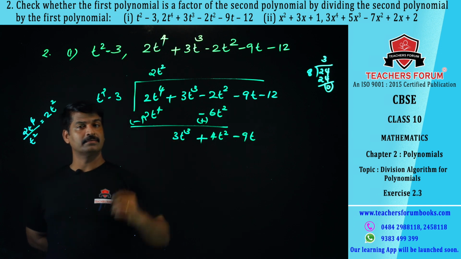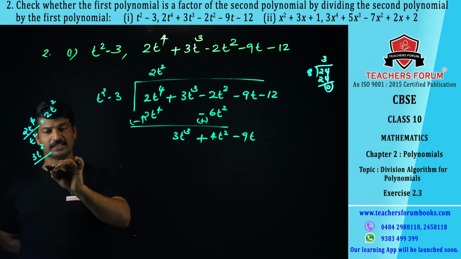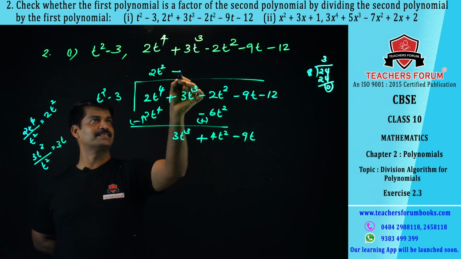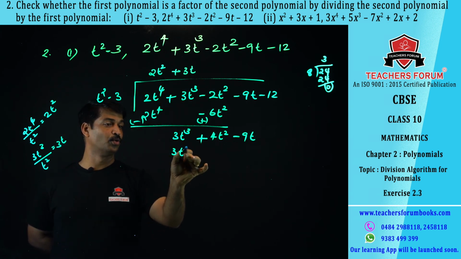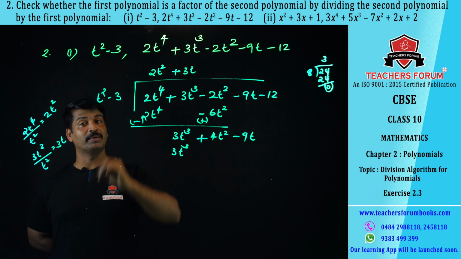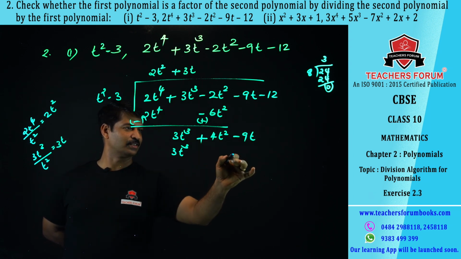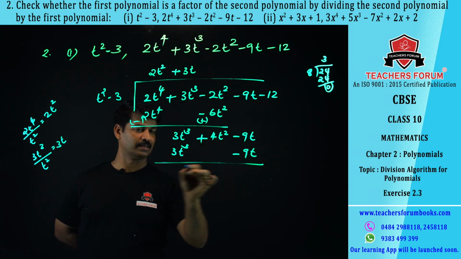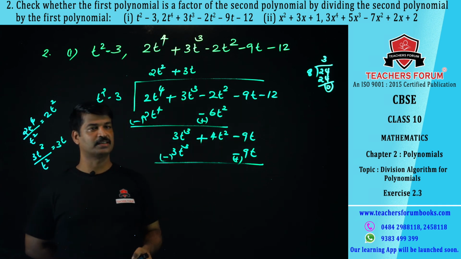Now to get the second term, you should divide 3t cube by t square. You will be getting t. So the next term is plus 3t. What is 3t into t square? That is 3t cube, plus 3t into minus 3, minus 9t. Where will you write it? The t term is here. So you should write plus 3 into minus 3, minus 9t. Just subtract, change the symbol, just add. You will be getting 0 here.